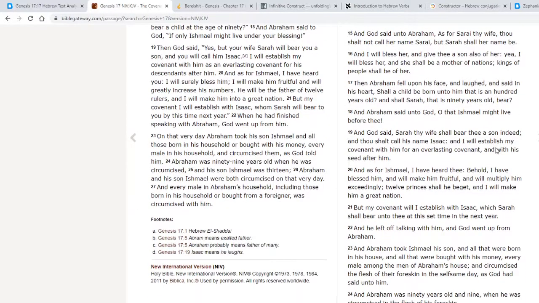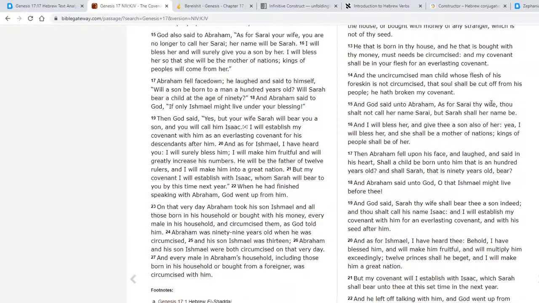King James: Then Abram fell onto his face and laughed and said in his heart, shall a child be born unto him that is 100 years old? And shall Sarah that is 90 years old bear? NIV: Abraham fell face down. He laughed and said to himself, will a son be born to a man 100 years old? And will Sarah bear a child at the age of 90? Yeah, both of those are acceptable.